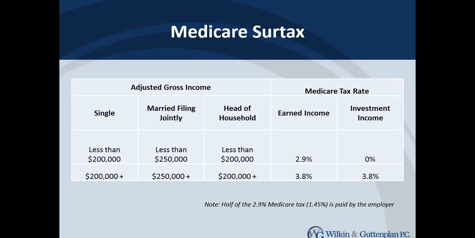Those taxpayers that are under the threshold, they don't pay any tax on their investment income. It's once you exceed the threshold, that's when that 0.9% comes into play for earned income and the 3.8% comes into play for our unearned income.